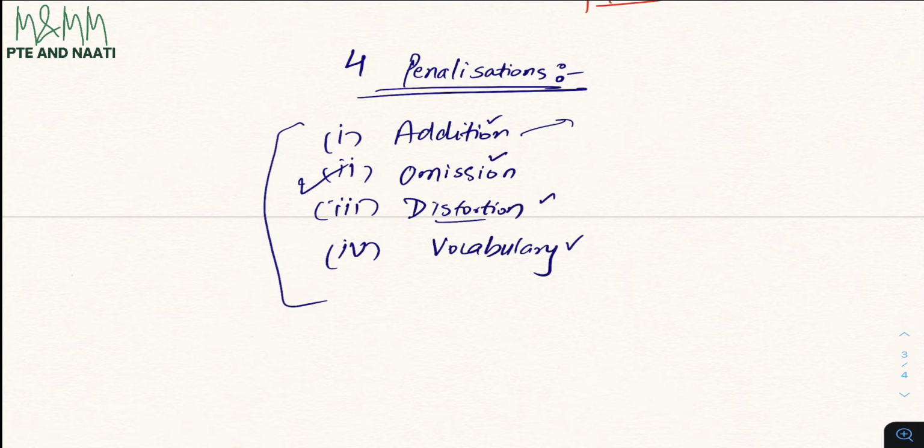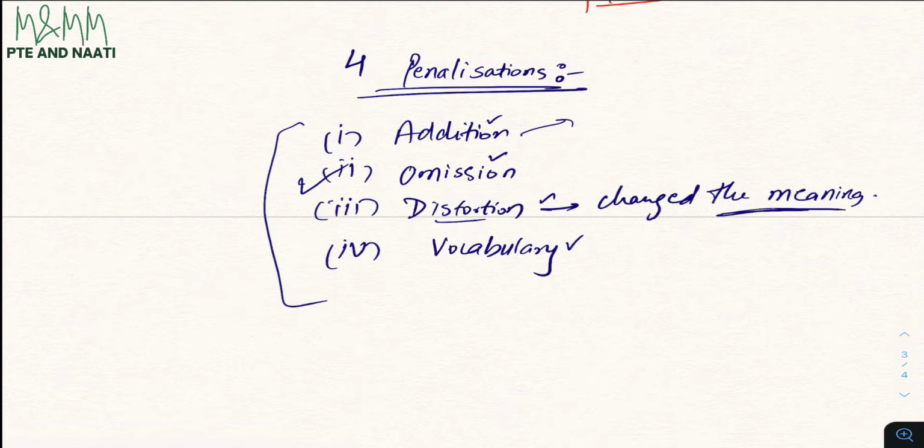Third one is distortion. Now, distortion means you changed the meaning of the segment. That's another drawback. If, let's say, I said welcome to my office and you said mere udyog vich tohada swagat hai, so udyog means factory. So if you change the meaning of the complete segment or the complete sentence, they do deduct marks for that as well.